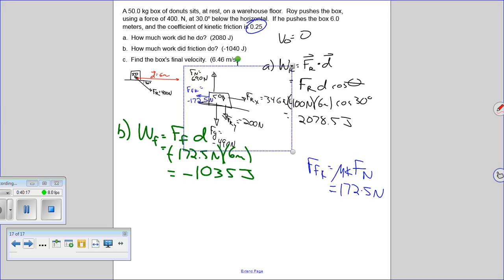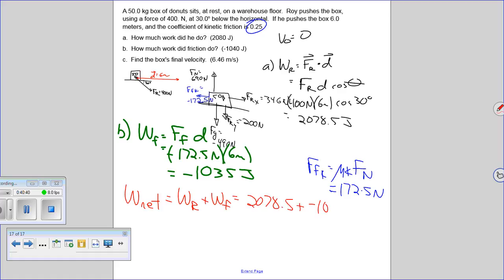All right, so check it out. We're almost done. Here's what we're going to do. So our net work, that's the work done by Roy plus the work done by friction, right? Because those are the only things doing work. So that's 2078.5 plus negative 1035, and it gives you 1043.5. So that's my net work. We are almost done. Any questions before I go on?